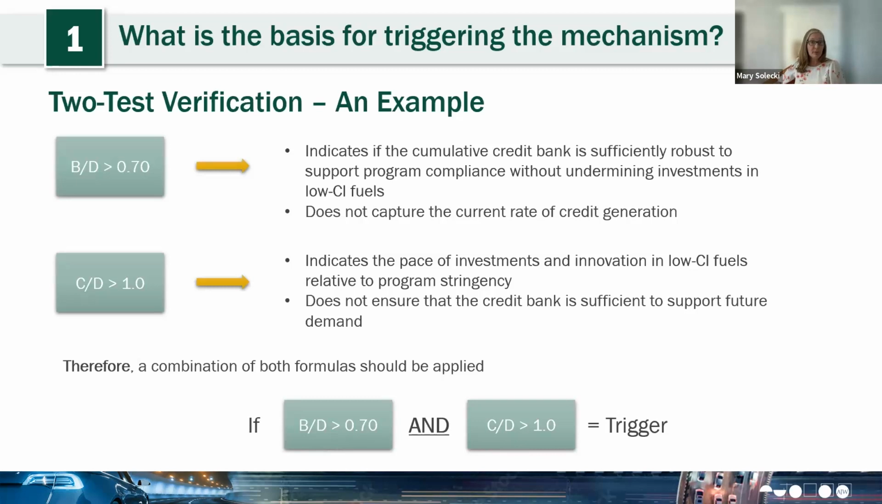Now, could there be other ways to algebraically approach this? Absolutely. Would they be better? Yeah, maybe, but we liked the simplicity of this type of approach. We would be supportive of other approaches, but we do think it's important for any approach to consider these 3 variables. Next slide, please.